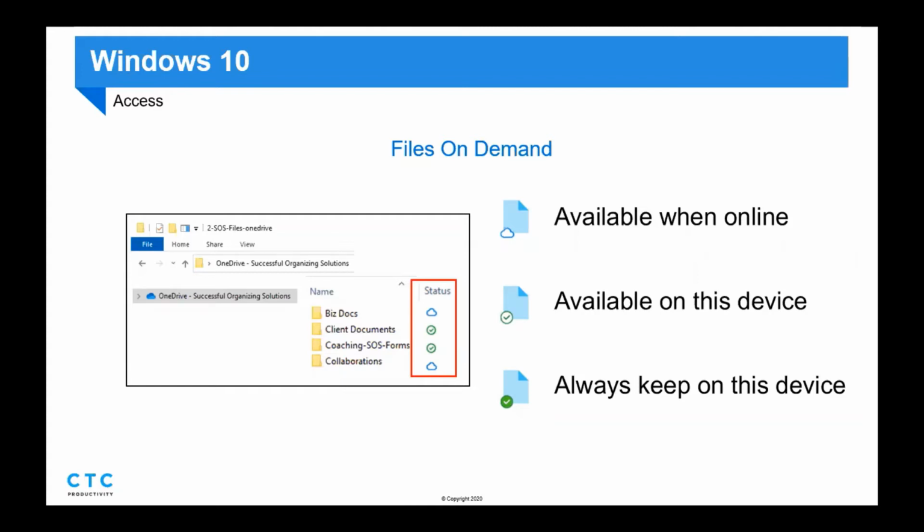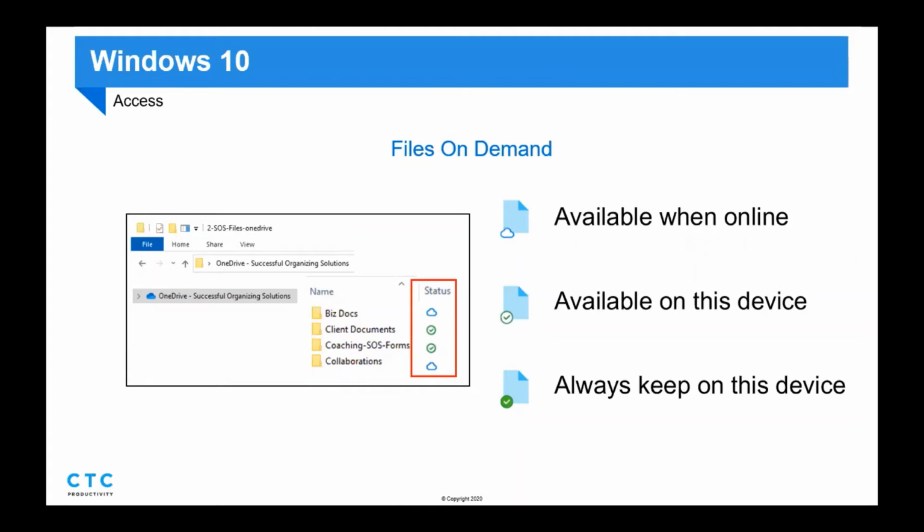And many of the other cloud storage providers have a very similar feature, they may not call it files on demand, but Dropbox has a similar one. I'm pretty sure that iCloud does too. And so when you are looking at the files in a Windows 10 PC File Explorer, it's going to tell you what the status of that file or those folders are.